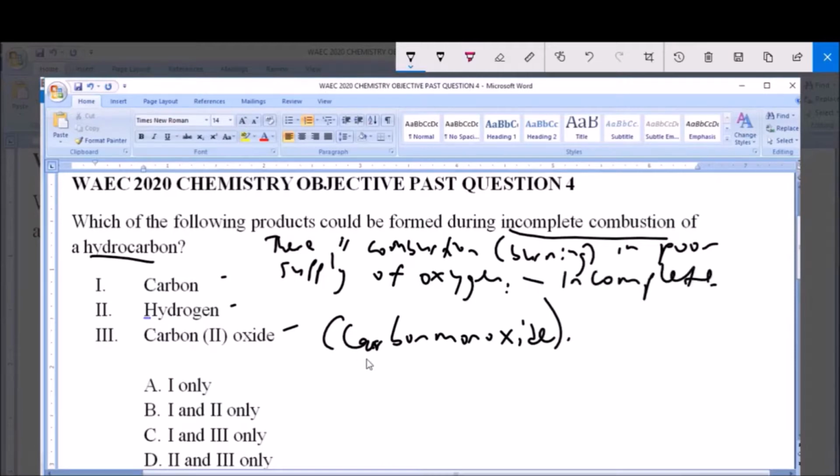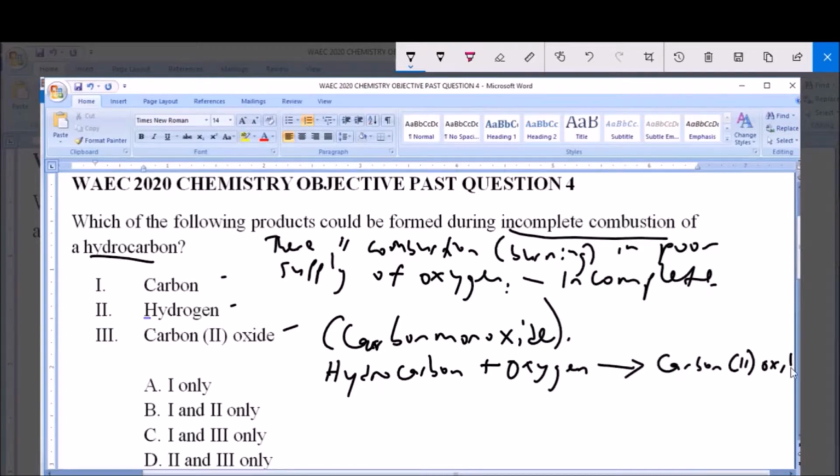Now in hydrocarbon incomplete combustion, like we said, you have it burning in a poor or limited supply of oxygen, but the products you have are carbon(II) oxide. You also have carbon, which is released as soot, and then you have water. So these are the products of the incomplete combustion of a hydrocarbon.